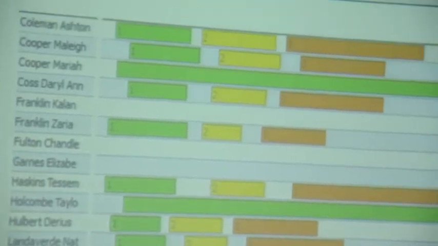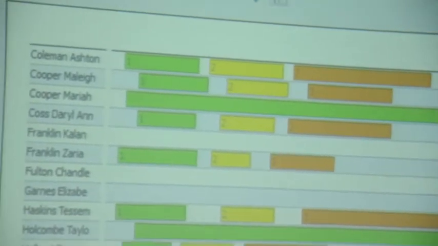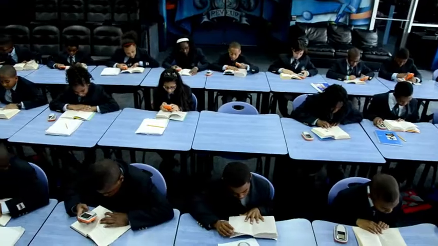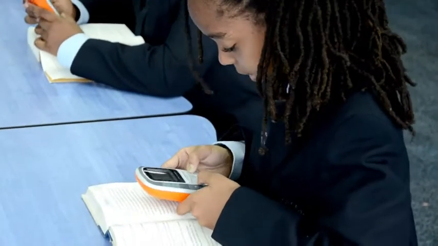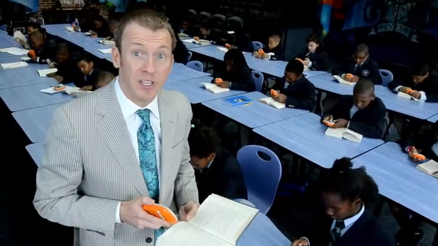I can instantly look at the board and see the students who are reading and who are successfully understanding the material, and I can see students who are stuck. All the students are held accountable. They have to be on point and focused, and they all have to make sure they're using the most of their silent sustained reading time.